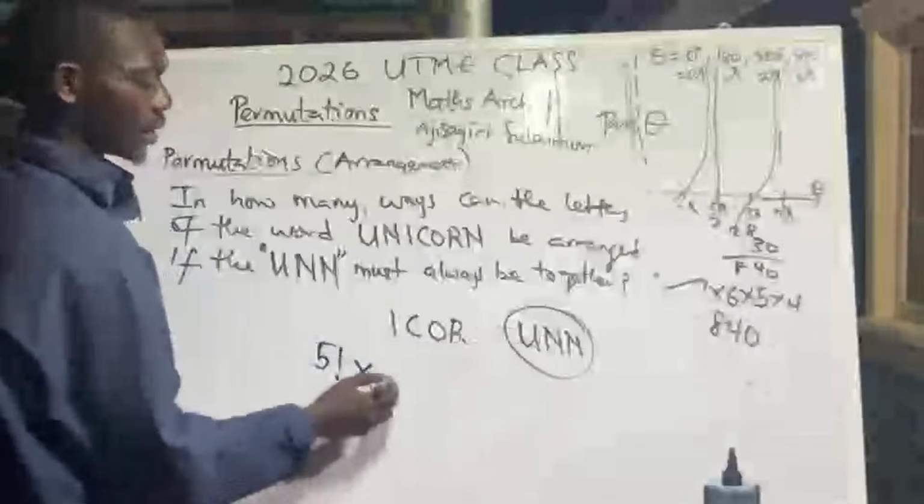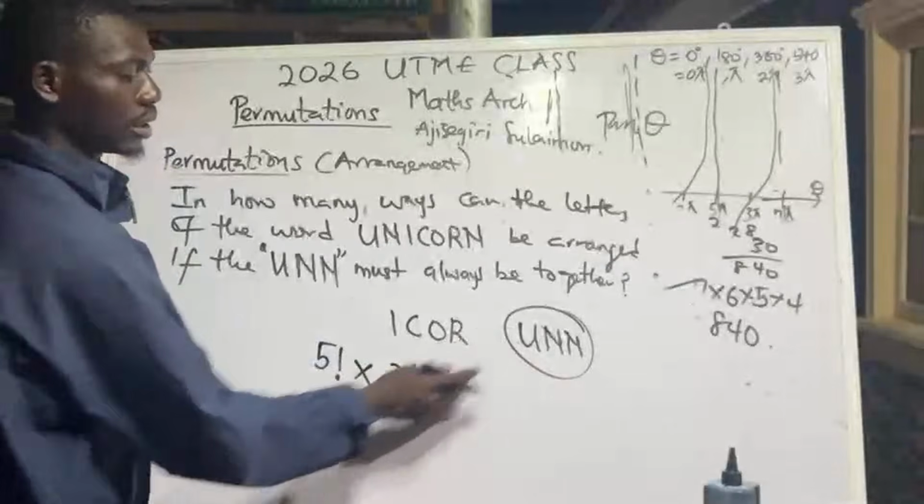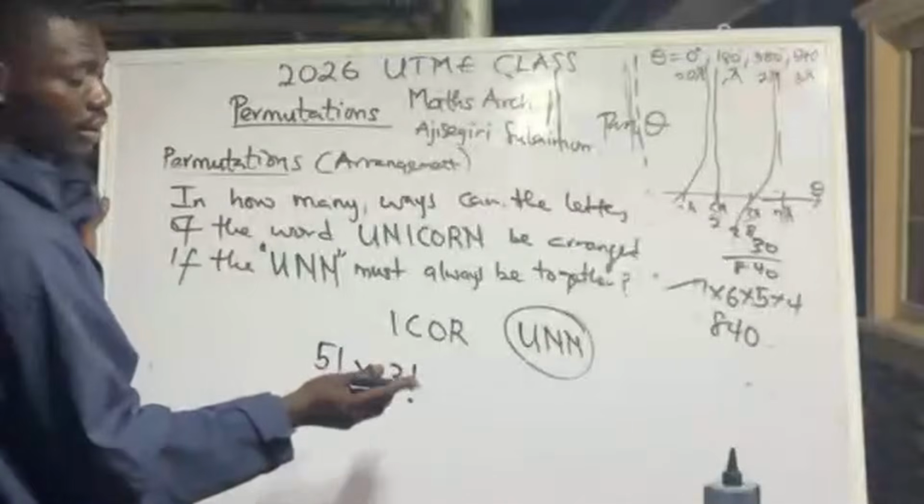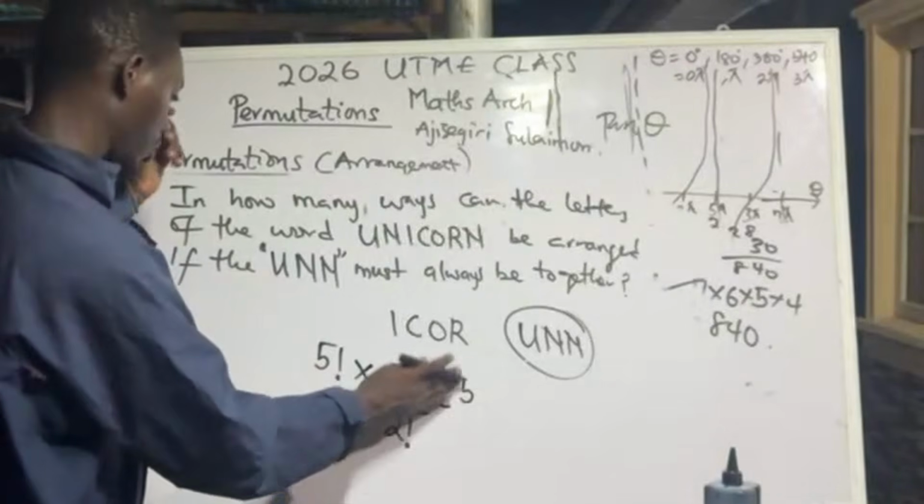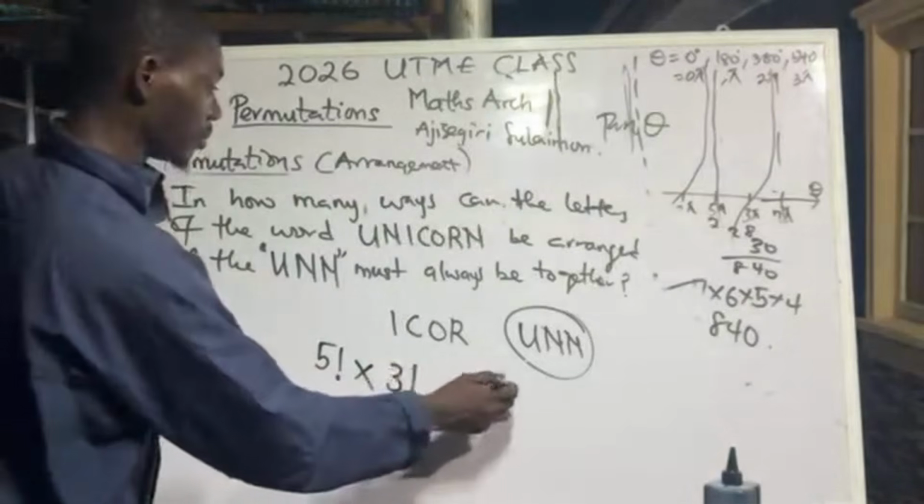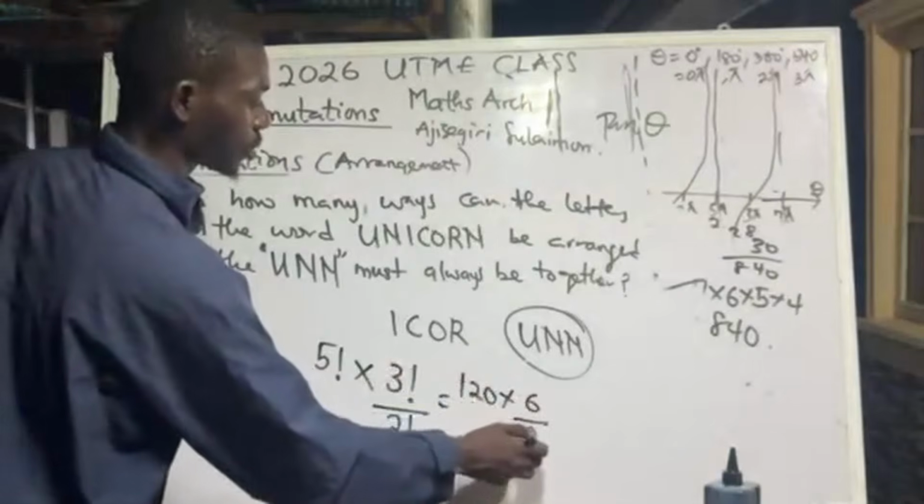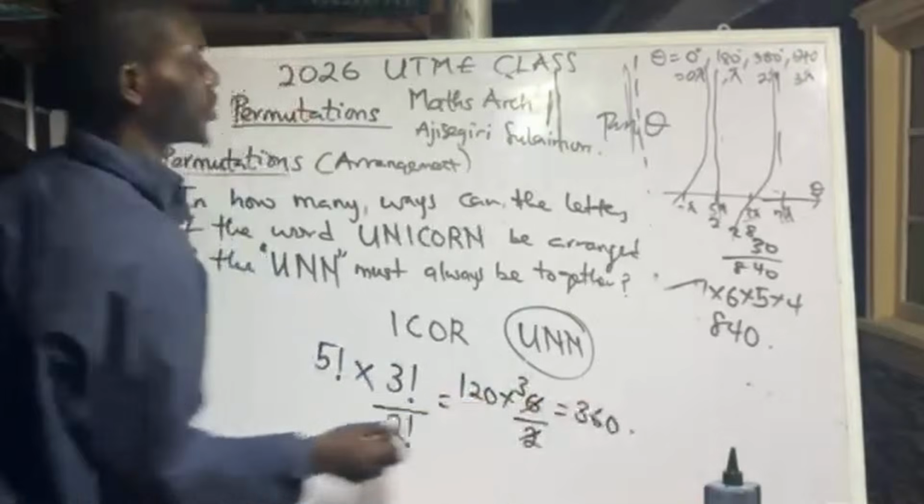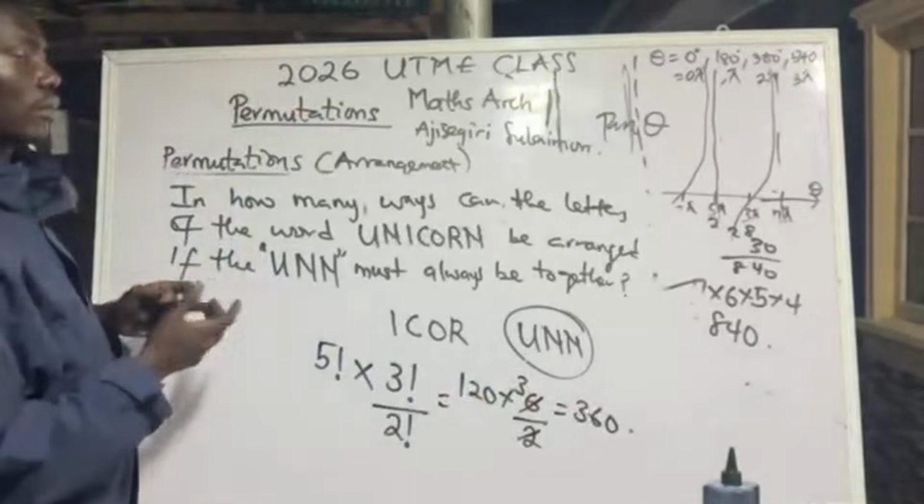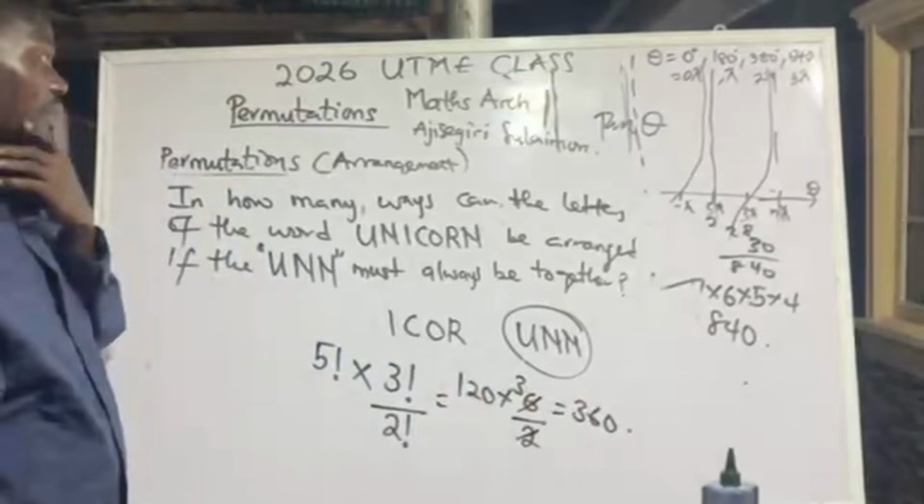How many letters? Three. Okay. Look at it. Is there repetition? Yes, there's repetition. So over 2 factorial. 5 factorial is what? 120. 3 factorial is 6. 2 factorial is 2. You have 3 times 120, that's 360. Yes. I believe that is clear.